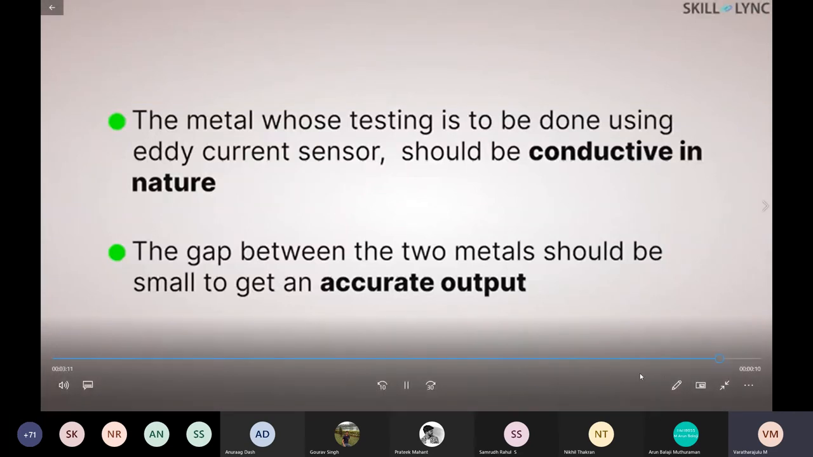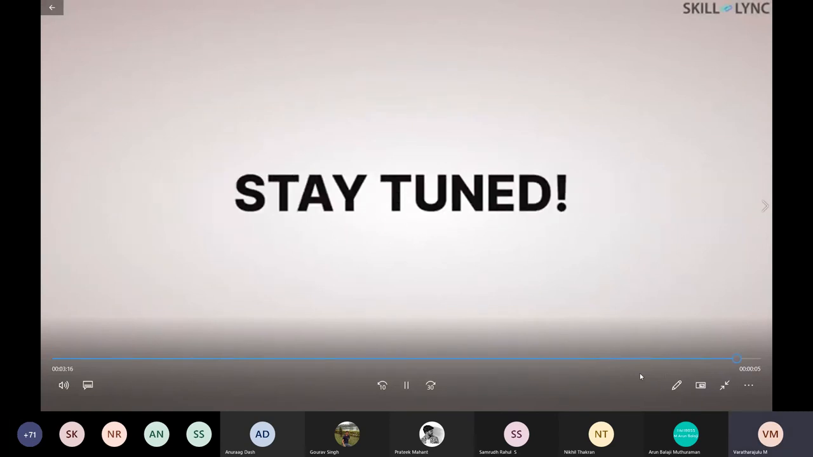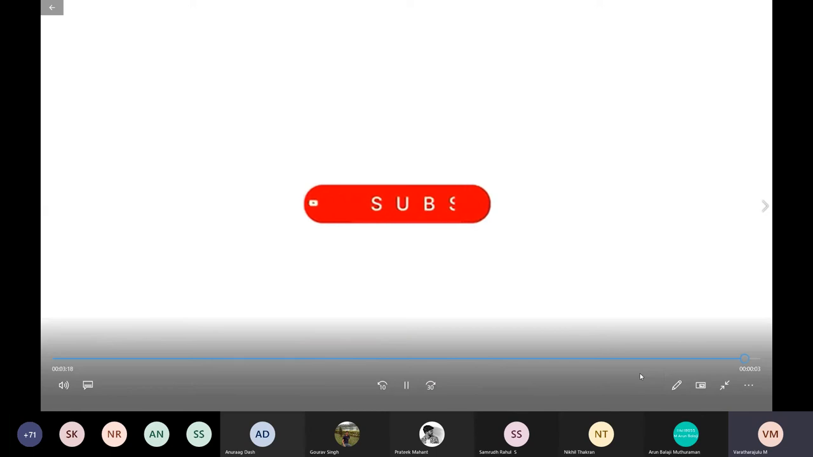Metals should be small enough to get an accurate output. Well, that's all about eddy current sensors. Stay tuned for more interesting videos. Until the next one, bye.